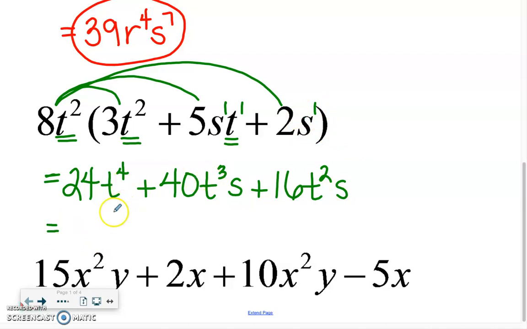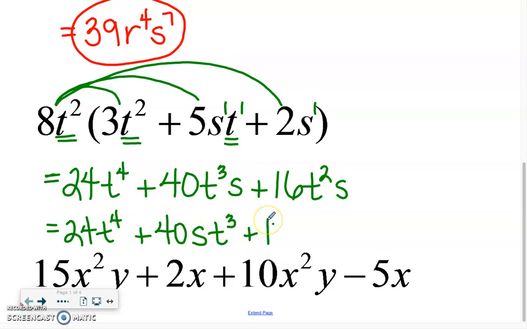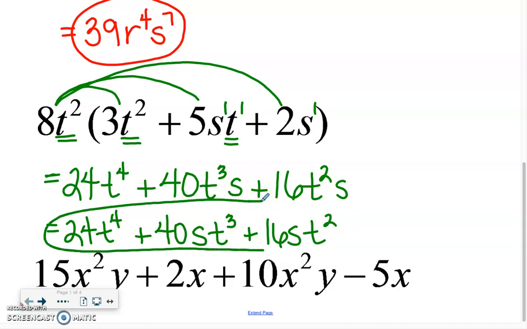Now, the only thing I'm going to do is I'm going to make this answer look a little bit better because here in the middle and at the end, I don't have my letters in alphabetical order. So I'm going to switch them around because S comes before T in the alphabet. And so I'm going to switch it and write it like this. Let's see if I can get a circle all the way around here. Okay.